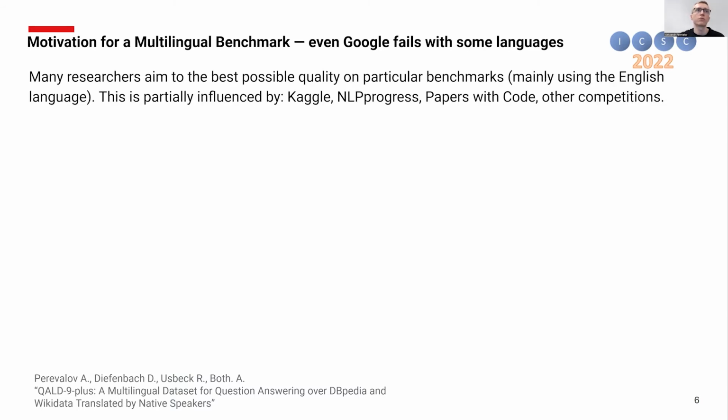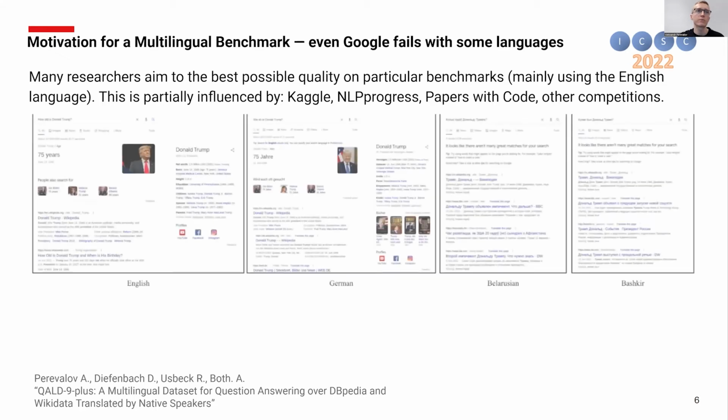Finally, the motivation for a multilingual benchmark is that even Google fails with some languages. We know that many researchers aim for the best possible quality on a particular benchmark, mainly using the English language, and we also know that Google is quite precise with English. So here I asked the same question in 4 different languages. How old is Donald Trump? The first 2 pictures demonstrate that Google correctly understood my intention and showed the typical structured information and the correct answer in the center for English and German. However, for the two other languages, Belarusian and Bashkir, it didn't show any specific result, and it even said that it looks like there aren't many great matches for your search. Basically, these languages are spoken in total by more than 5 million people in the world, however, still no support by such a very popular search engine.